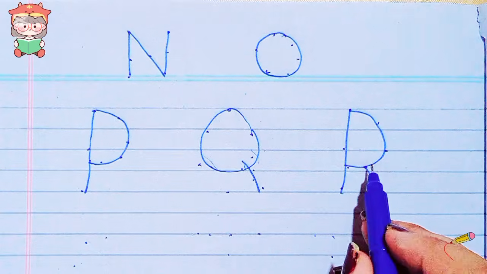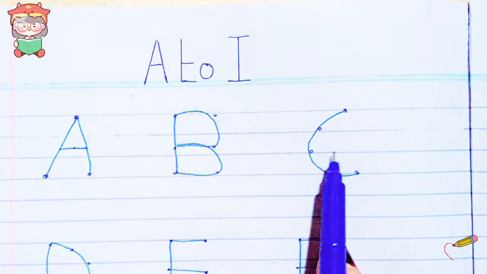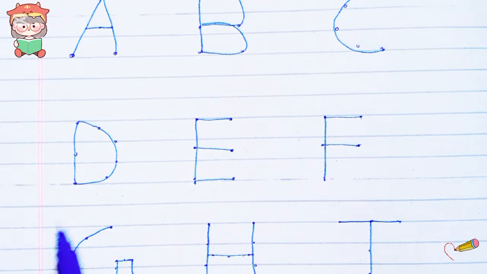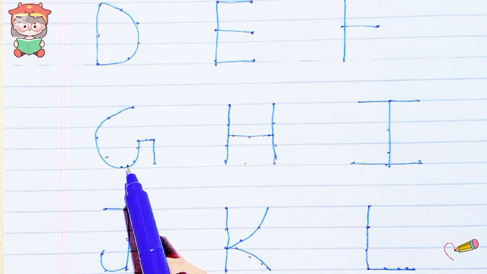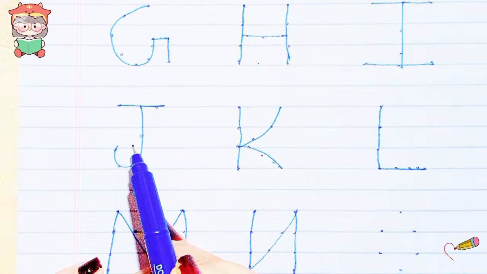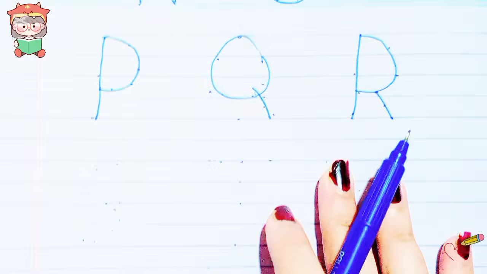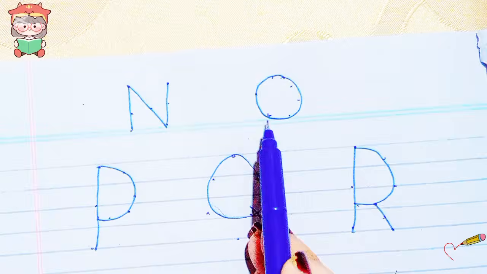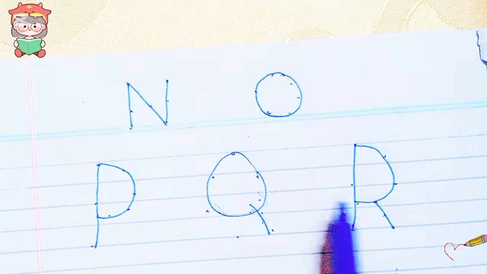So, we repeat our letters. A for apple, B for ball, C for cat, D for dog, E for elephant, F for fish, G for goat, H for hen, I for ice cream, J for jelly, K for kite, L for lion, M for monkey, N for nest, O for orange, P for parrot, Q for queen, R for rabbit.